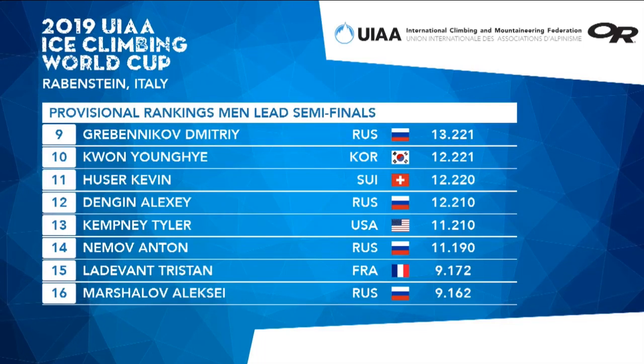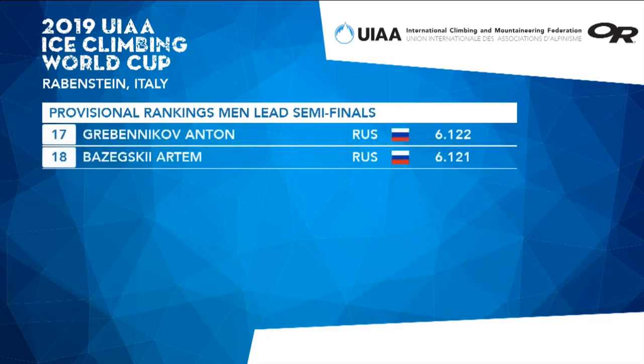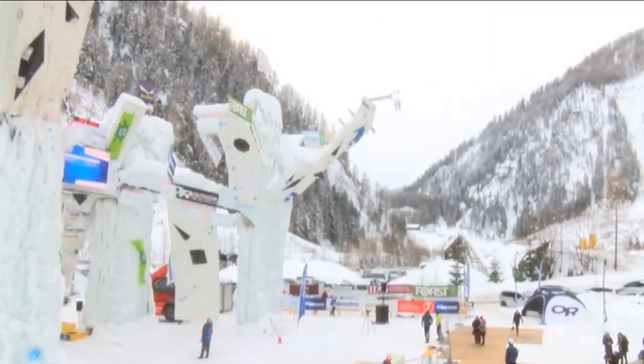All topping that route. Gavanikov just outside finals in 9th. Jung Hye Kwon in 10th for Korea. Kevin Huser 12th for Switzerland. Alexei Dengin 12th for Russia. Tyler Kempney of the USA, great performance from him, 13th for the USA. Anton Yemov of Russia below that. Now, I didn't see Alexei Marshallov or what place he was, but he had that really awkward move where he got tied up in the ropes. So close. Anton Gravenikov and Artem Bajevsky making up that bottom 2.